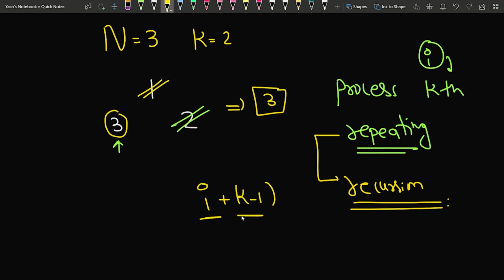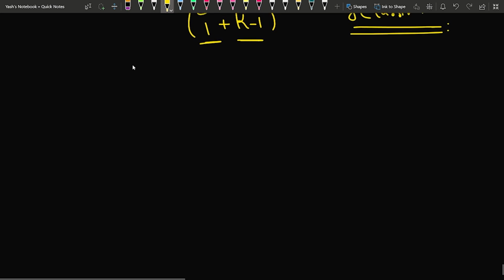From that ith index, I'm killing the k minus 1th person. So again I can say that I'm using recursion here. Now let's discuss another case. Suppose we have been given another test case, where n was given as 5 and we were given k is equal to 3.